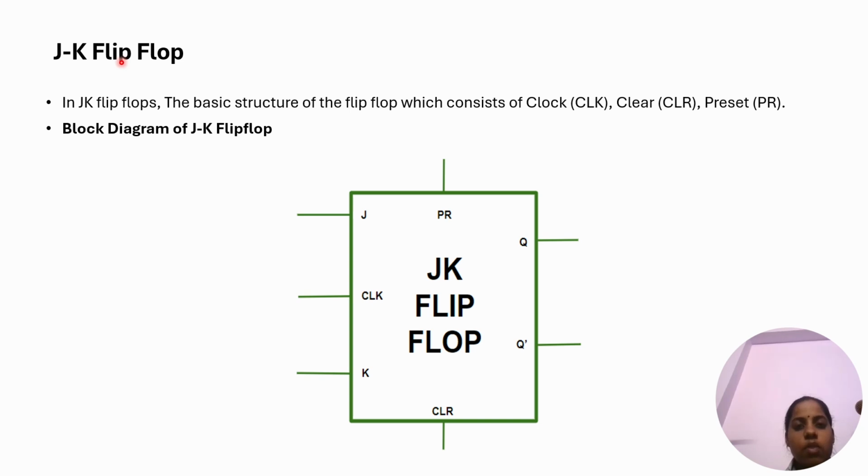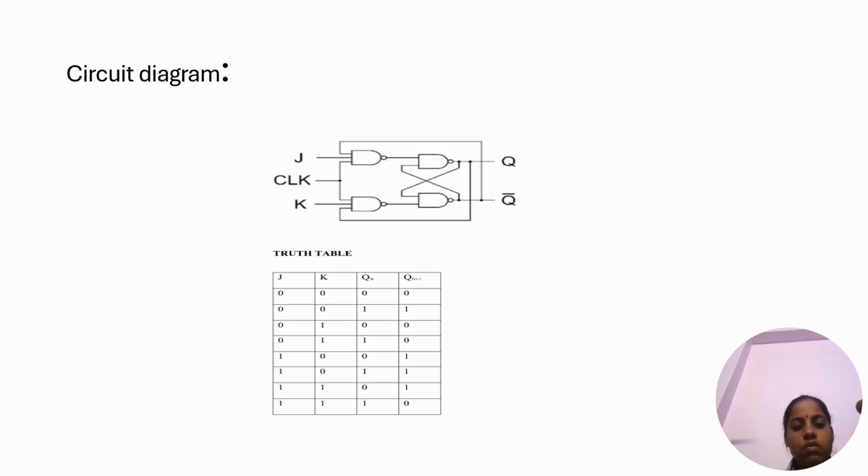Next, the JK flip-flop. This is the basic structure of the flip-flop, which consists of clock, clear, and preset. This is the block diagram of the JK flip-flop. Here J and K are the inputs and clock is the control signal. Preset and clear are asynchronous inputs. Preset is active high and clear is active low. And Q and Q bar are the outputs of the JK flip-flop.